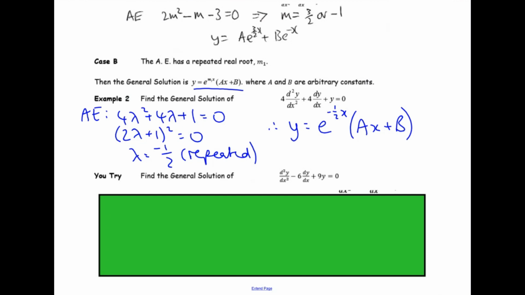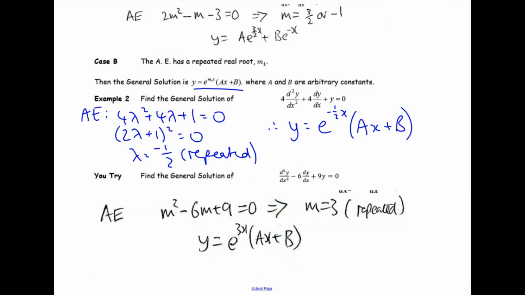You could justify it to yourself by differentiating it and substituting it in. For your auxiliary equation, you get repeated root 3. So your general solution is y equals e to 3x times ax plus b.